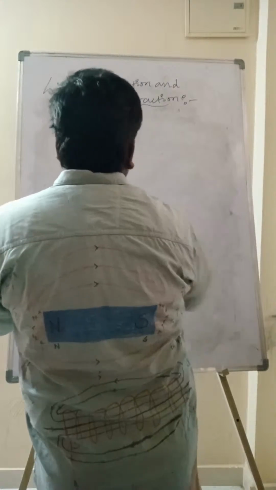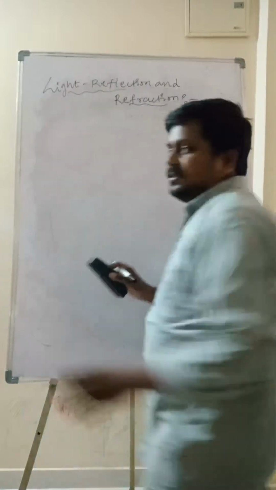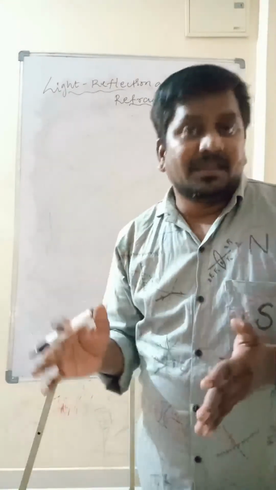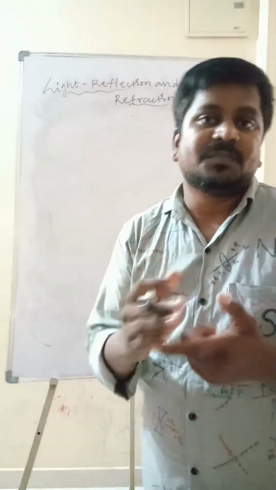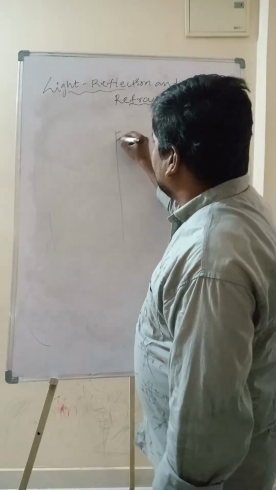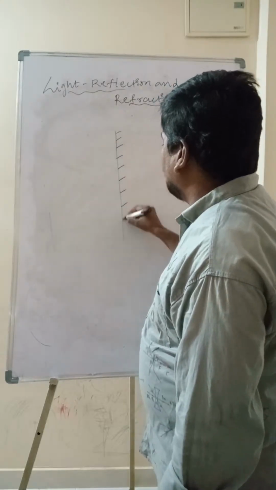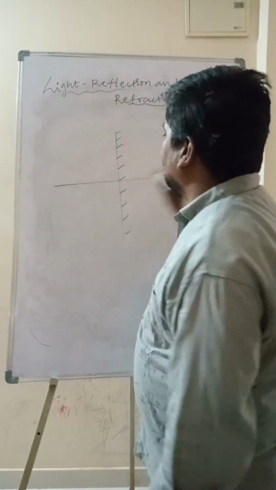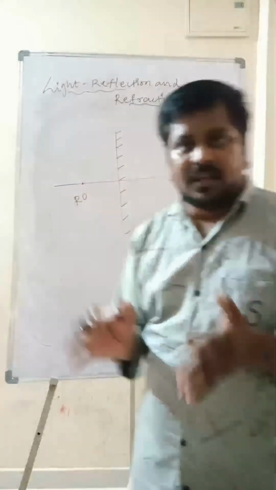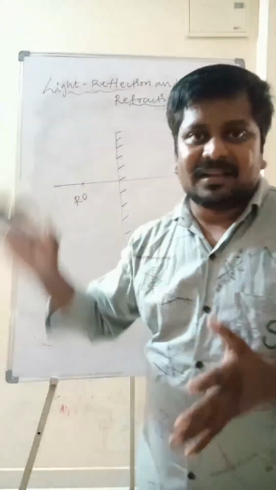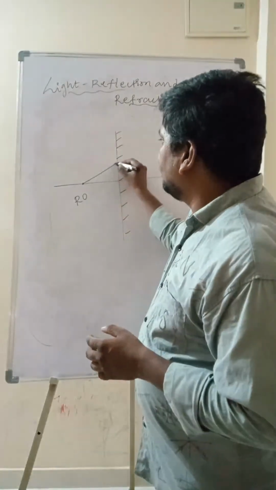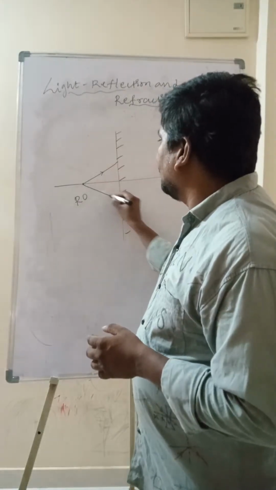Now I'll explain object and image: real object, virtual object, real image and virtual image. Here I'm considering a plane mirror like this, with the principal axis. Here I'm taking the real object. Real object means the incident rays are coming from that point. These are the incident rays. One light ray I'm taking, another light ray I'm considering.